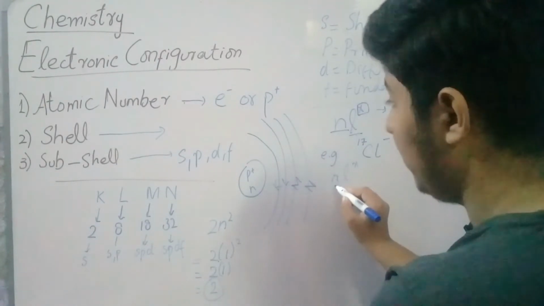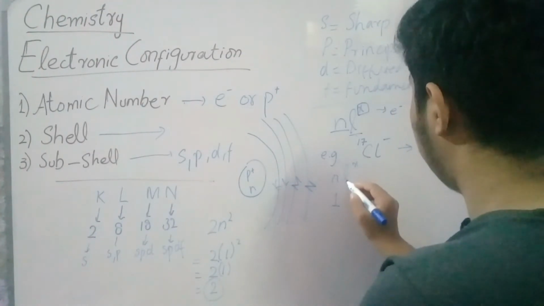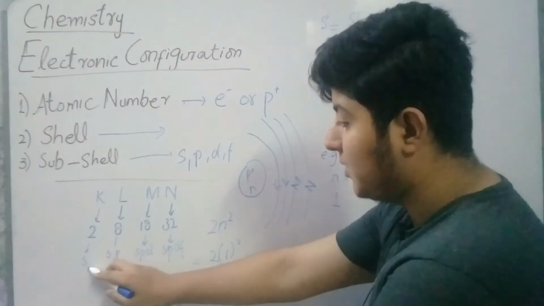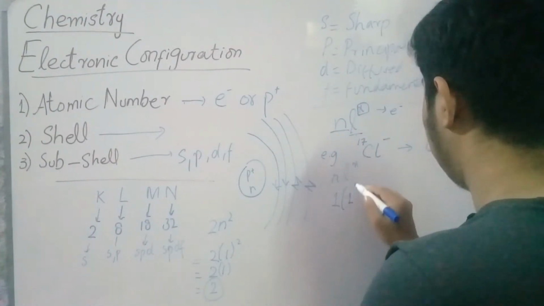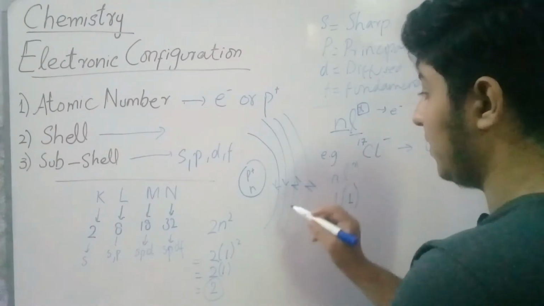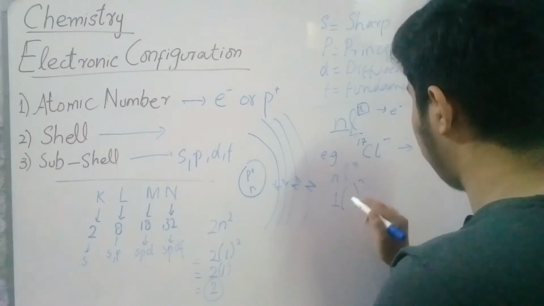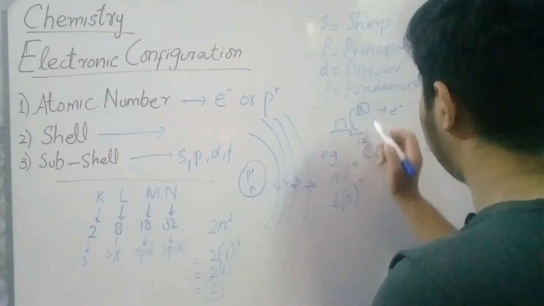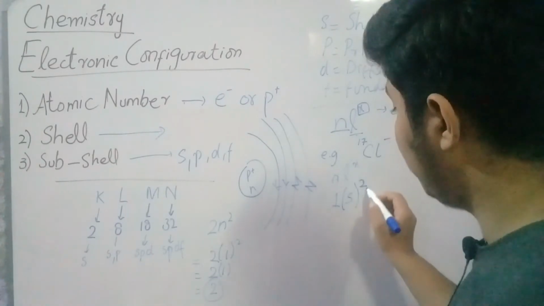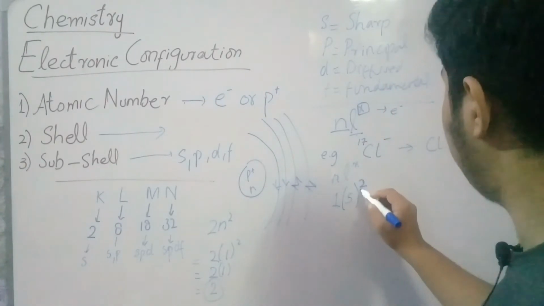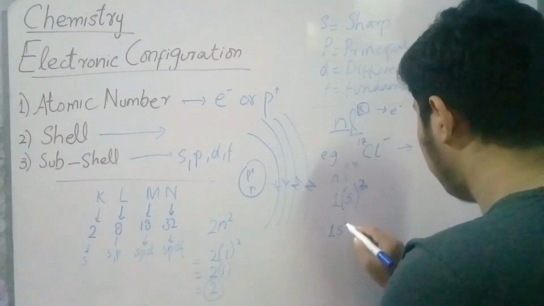Here n is the number of the shell, the first shell, 1, multiplied by the subshell. The K shell contains only the S subshell, and the number of electrons in it will be 2, since the S subshell can accommodate 2 electrons. So this will be equal to 1s2.